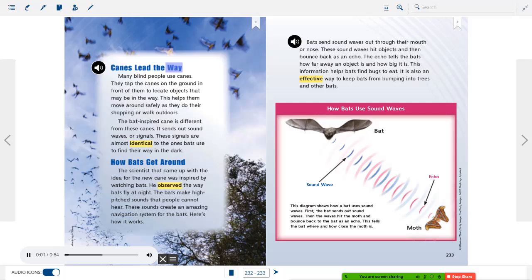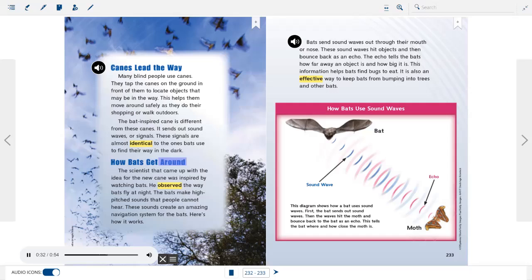Canes lead the way. Many blind people use canes. They tap the canes on the ground in front of them to locate objects that may be in the way. This helps them move around safely as they do their shopping or walk outdoors. The bat-inspired cane is different from these canes. It sends out sound waves, or signals. These signals are almost identical to the ones bats use to find their way in the dark.